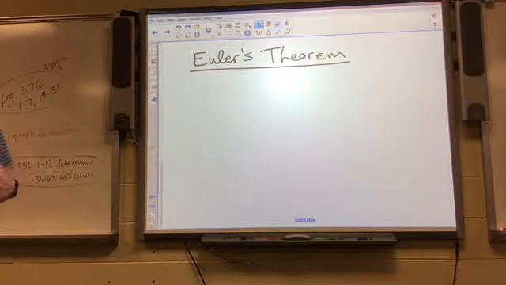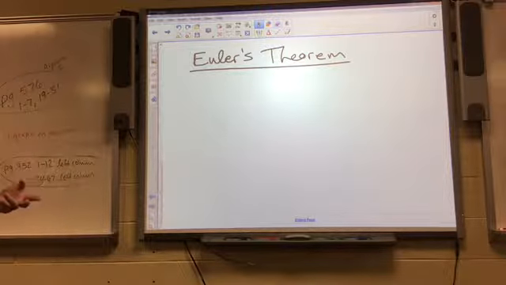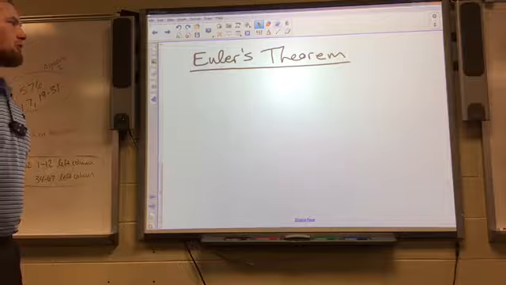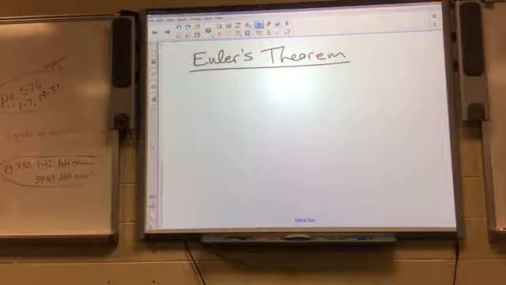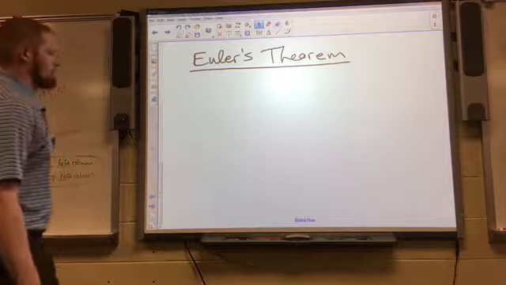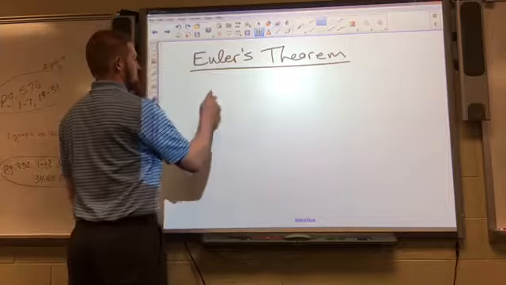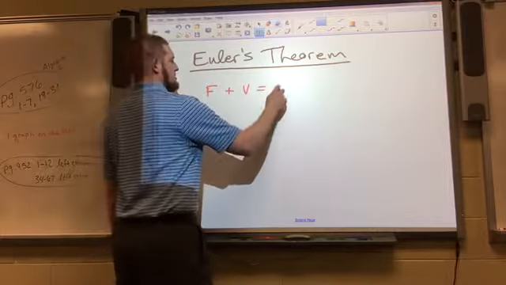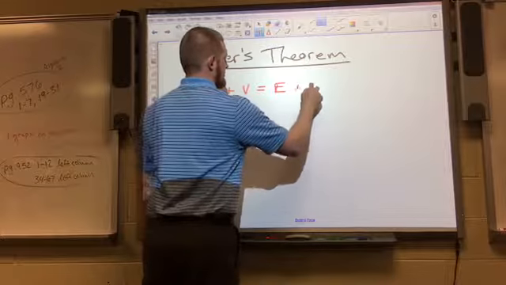Because if you were to take a look at that dodecahedron or that icosahedron, that's not going to be very fun to count sides or faces, vertices, and edges, is it? No. So you're going to be able to use Euler's theorem here to solve something like that out. This theorem tells us that the faces plus the vertices is equal to the edges plus 2.